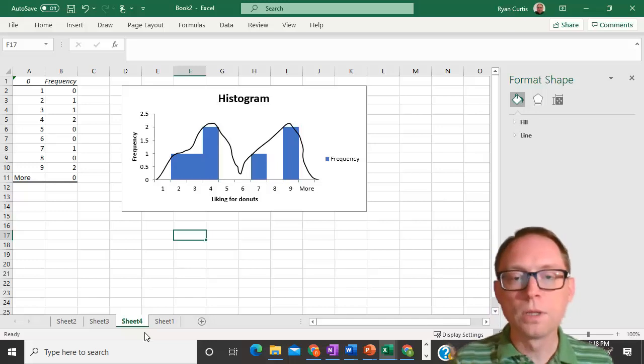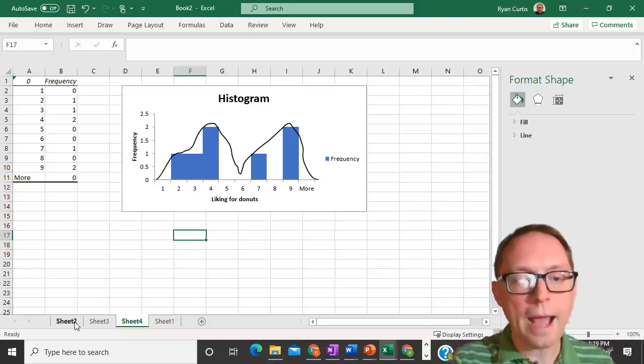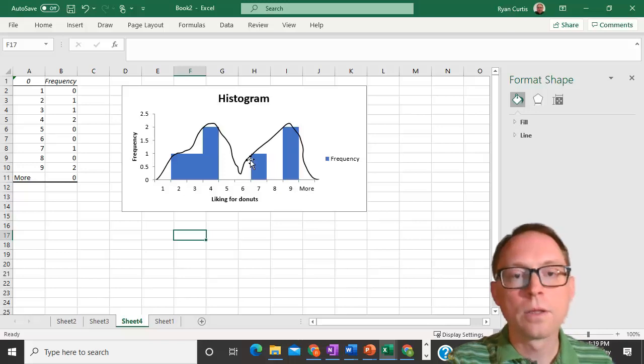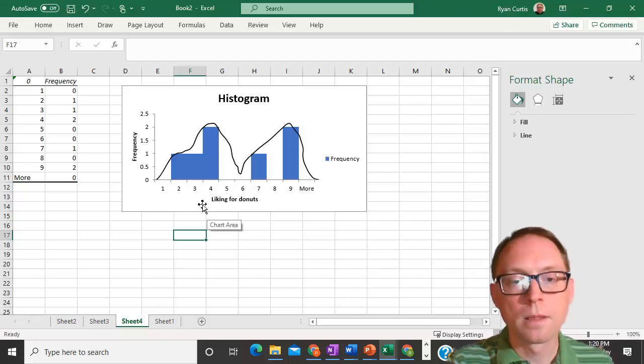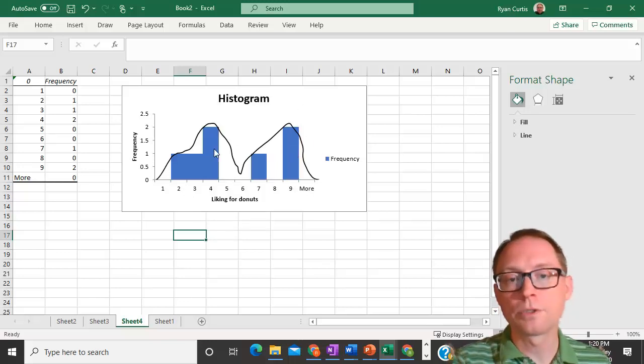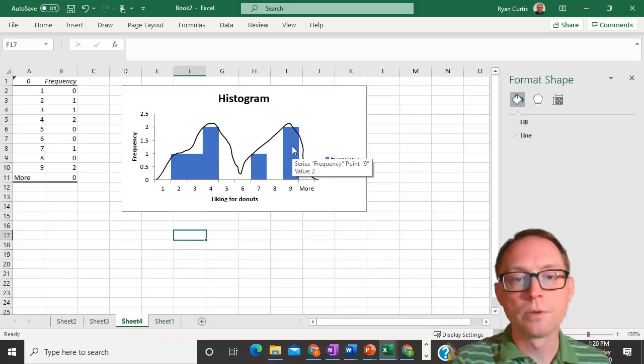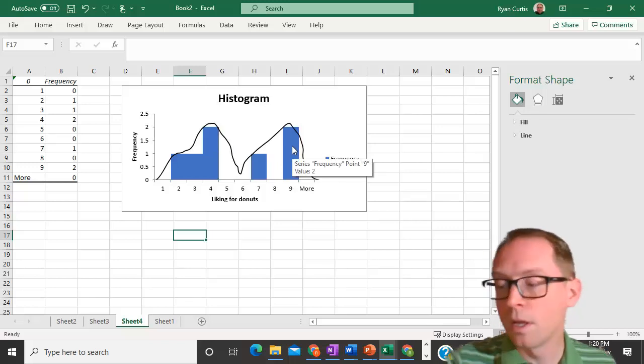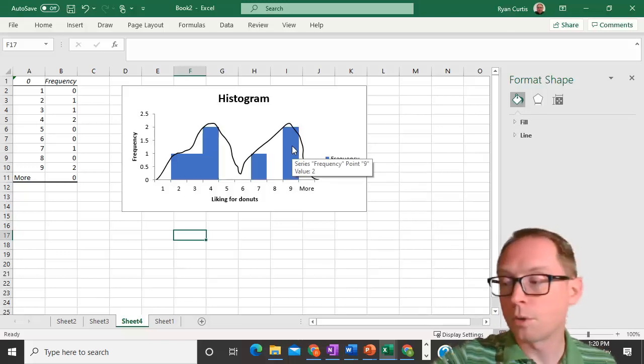Let's look specifically at this histogram right here of liking for donuts. Is liking for donuts unimodal or bimodal? This is bimodal. You can see there's one peak, there's two peaks. There's two different modes. The 4 is a mode, the 9 is a mode. That is bimodal.